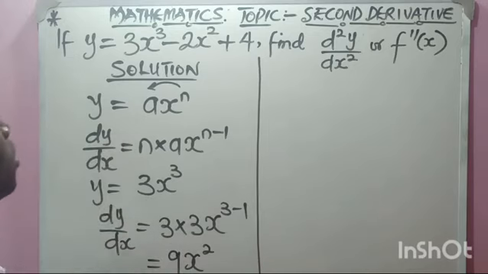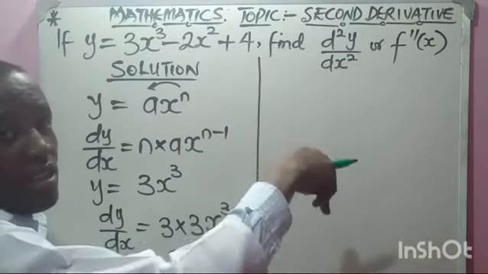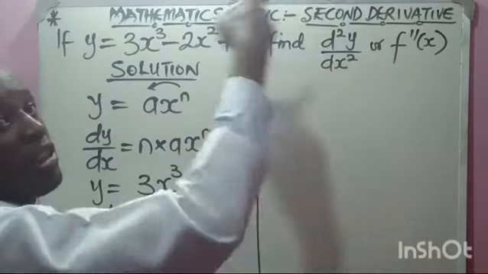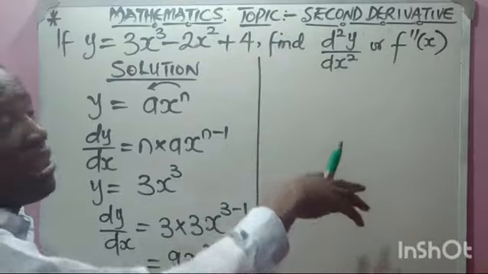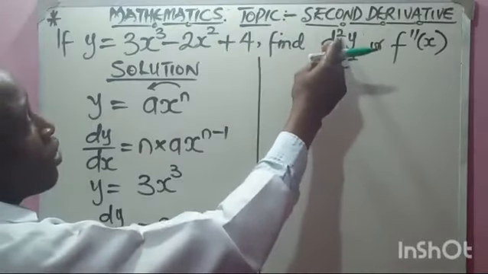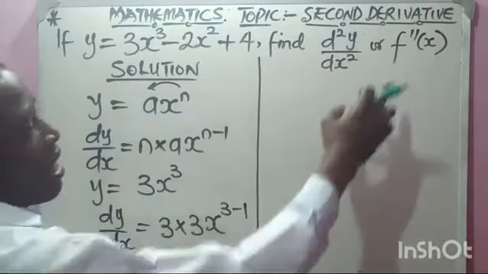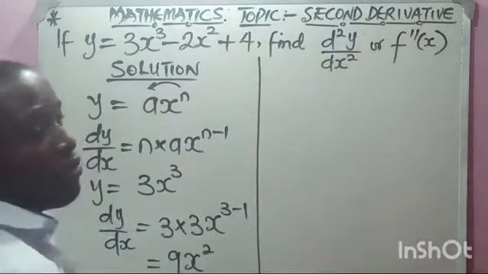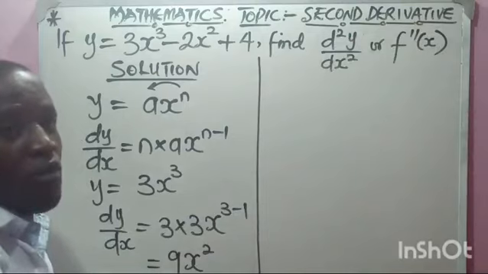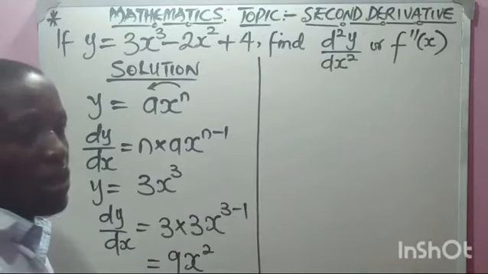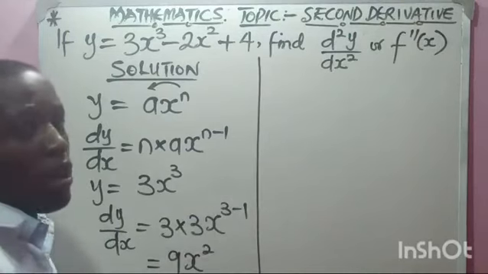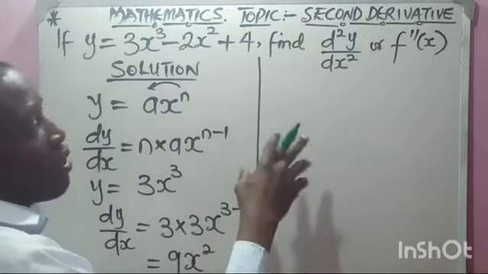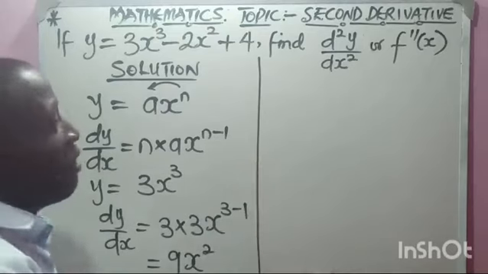But now, coming to the question, it means I am going to differentiate first. The answer I get, I will differentiate again, meaning I am going to do differentiation two times. That's the meaning of second derivative. Do the first one, then the answer you get from the first one, differentiate it the second time. And that's why it is called the second derivative.